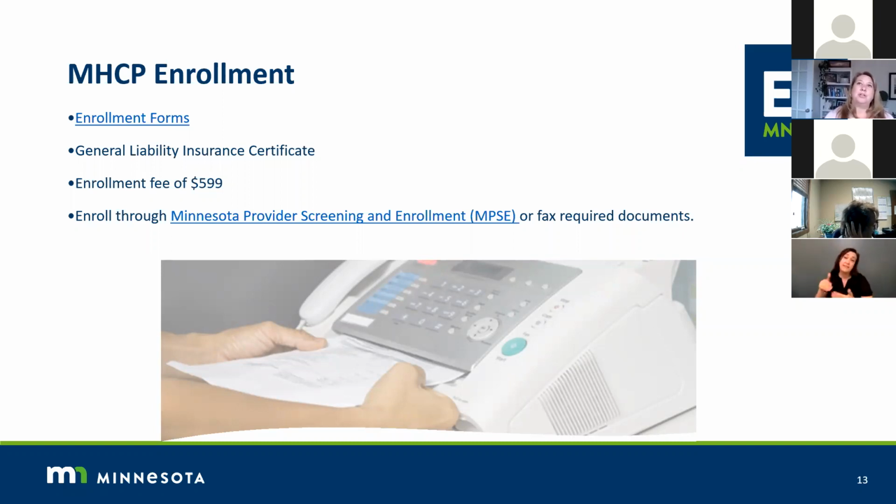Once you are enrolled, you're able to go in and see what services you're enrolled to provide, what you're eligible for, and all of those pieces. The enrollment cost is $599. You also need to have that general liability insurance certificate as part of being an enrolled provider. So that is the enrollment process.